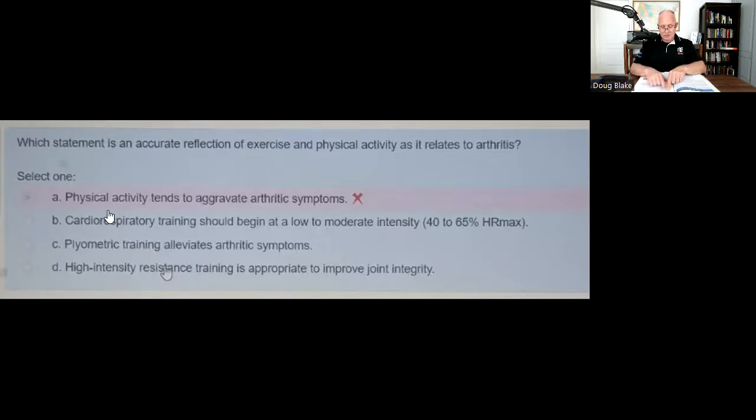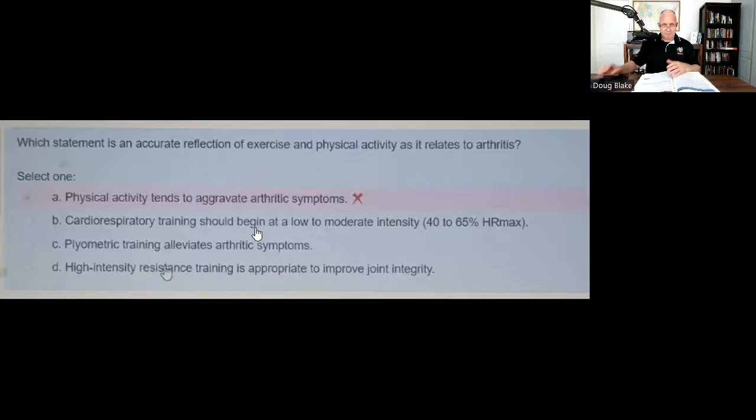Now, the intensity here says low to moderate intensity, 40%, see here, 40 to 60, it says it right there, 40 to 65% max heart rate, and progress as tolerated, depending on the client's capabilities. That's the answer to the question. So there's nothing in this section of chapter 23 that says anything about physical activity tends to aggravate arthritic symptoms. In fact, it could actually be helpful.